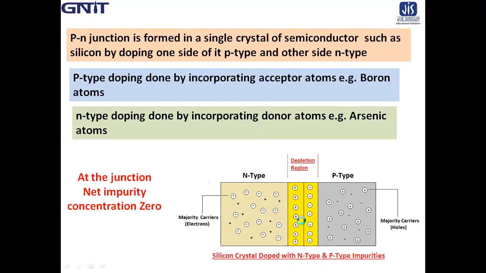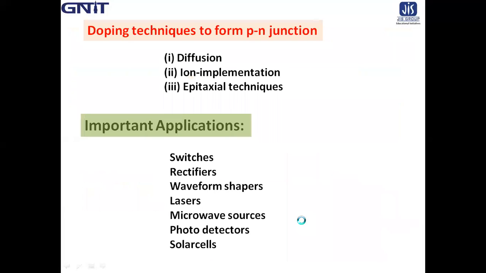The important applications of PN junction diodes are switches, rectifier, waveform shaper, laser, microwave source, photodetectors, and solar cell. So these are the important applications, and among them we will discuss rectifiers. This is also present in your syllabus.